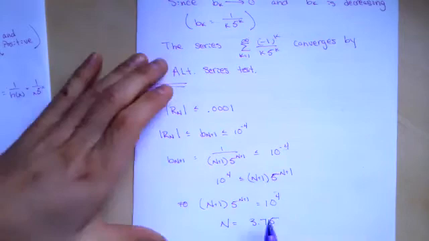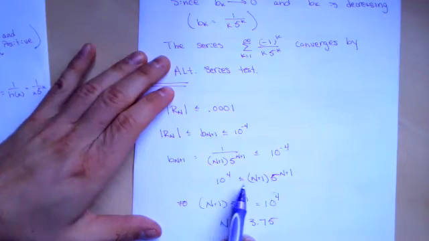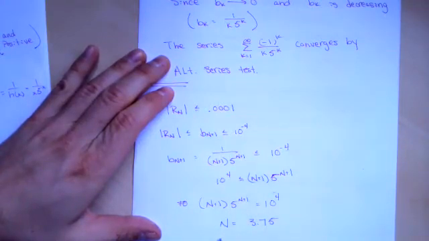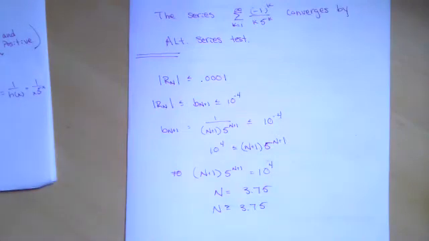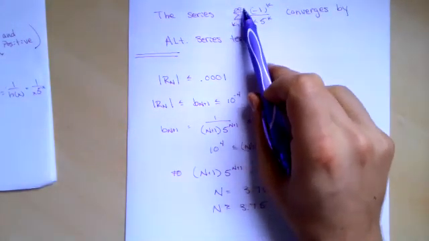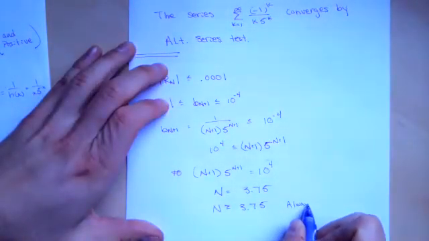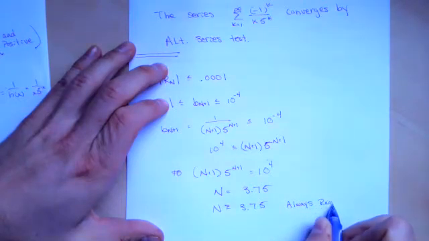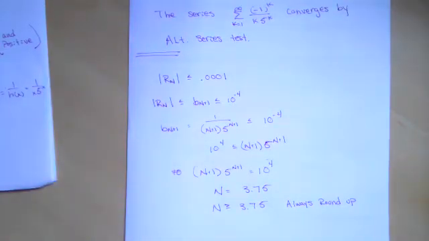And we should actually be careful. Of course, you type it in as an equal sign with a solver or something like that. But what would we actually get here? We would get n greater than or equal to 3.75. And so what does that mean? Remember, n is an integer. It's an index that we want to add. So for these, you always round up, because we want it to be at least that accurate.